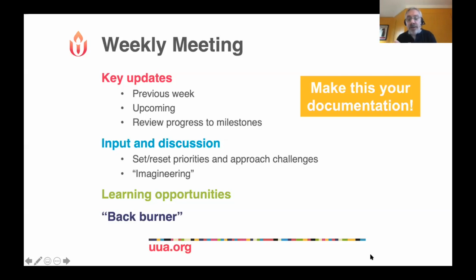And when I talked about making documentation simple, this is your documentation for performance for your employees. Use this as your documentation. Have a simple form that you ask your employee to put together each week. What are the key updates that I need to know about? What are we going to discuss? What are the priorities that we have? What are the learning opportunities that we can talk about? And what are we putting on the back burner?